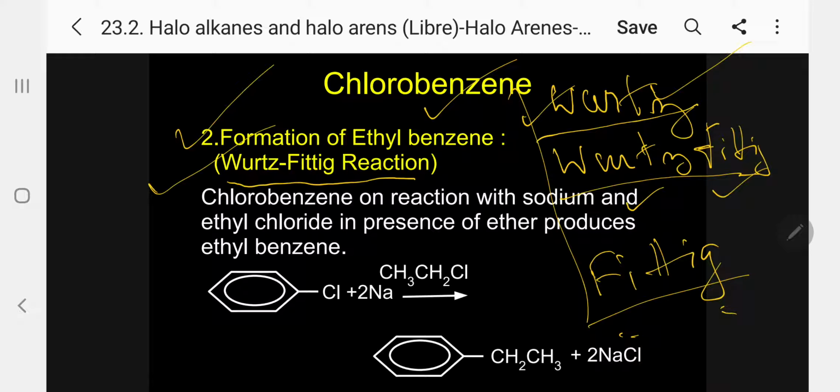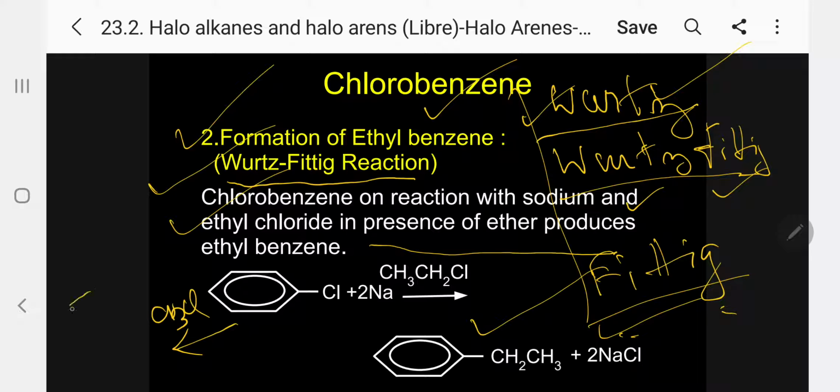So here, Wurtz-Fittig, kindly follow. Chlorobenzene on reaction with sodium and ethyl chloride in the presence of ether produces ethyl benzene and sodium chloride. Suppose I am using methyl chloride, I will correspondingly get toluene, methyl benzene. That means Cl is substituted by CH3CH2. This is the Wurtz-Fittig reaction.